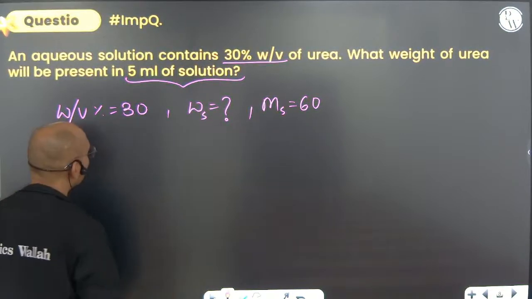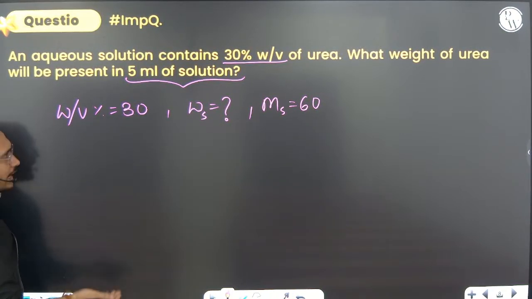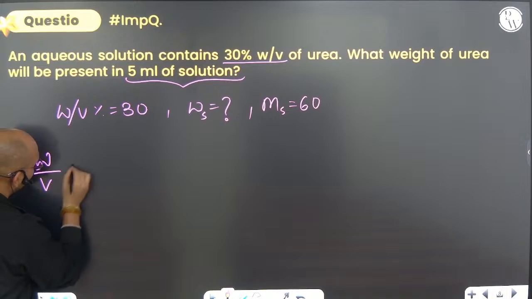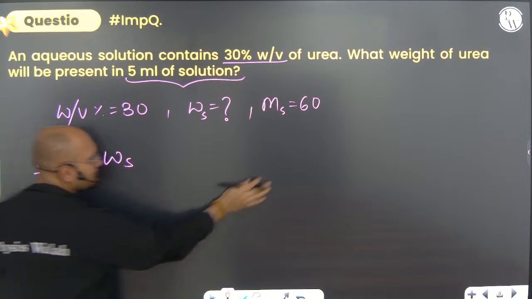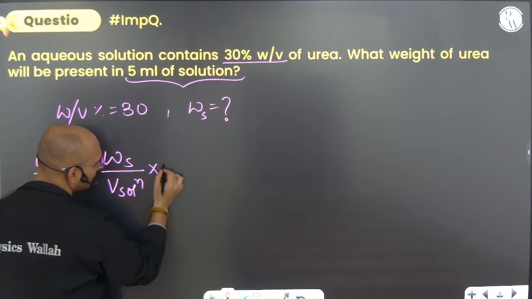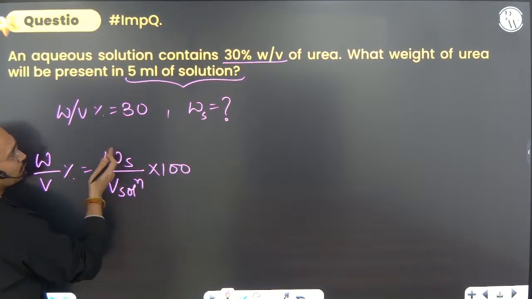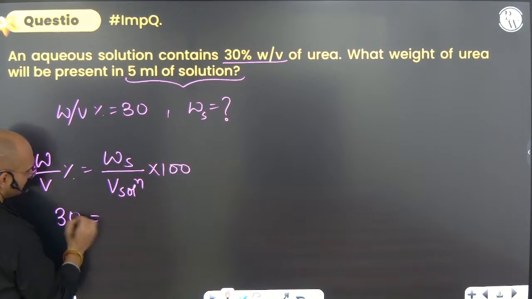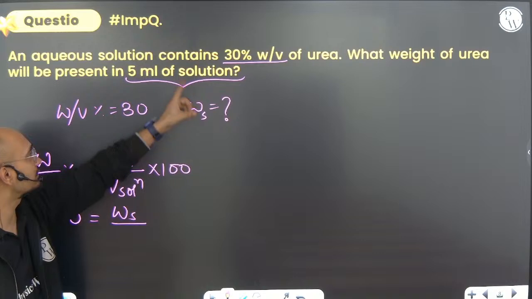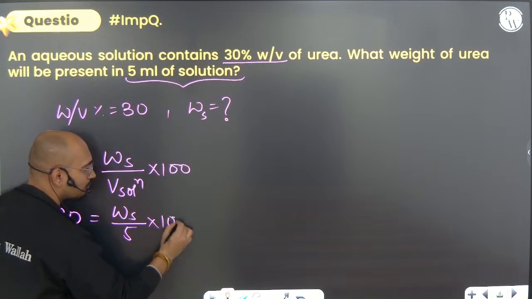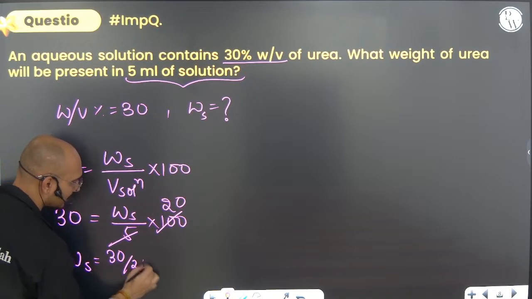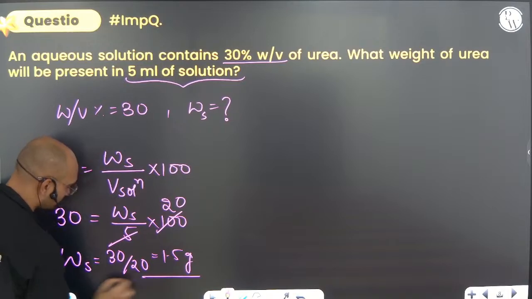Can we see from here what we can say? I hope we all know that mass by volume percentage equals mass of the solute by volume of the solution multiplied by 100. It is given 30%, and Ws is what it is asking. So Ws by volume of the solution, which is 5 milliliter, multiplied by 100. Cancel, we get 20. So Ws will be 30 by 20, that is 1.5 grams. So how much of the urea is needed? Very simple, 1.5 grams.